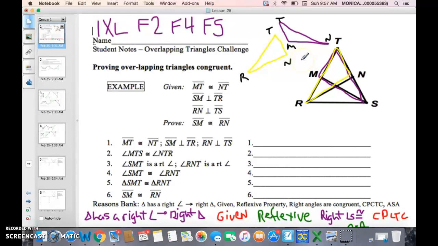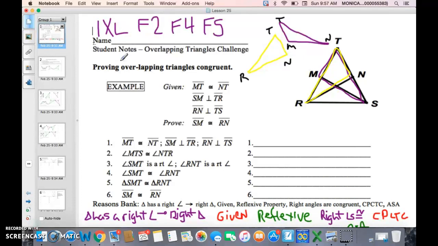And the hardest part about this lesson is going to be splitting the triangles of interest apart. So if you have two different colored pens or a colored pencil or a marker, I suggest you use two different colors because it makes it that much easier. All right, so we're going to prove overlapping triangles are congruent.